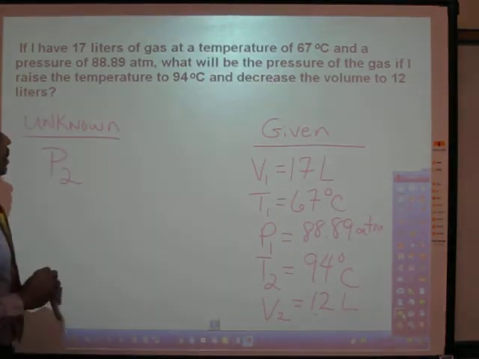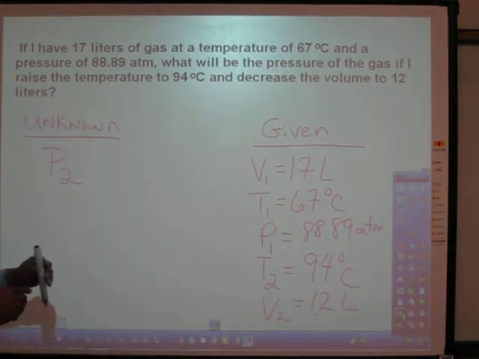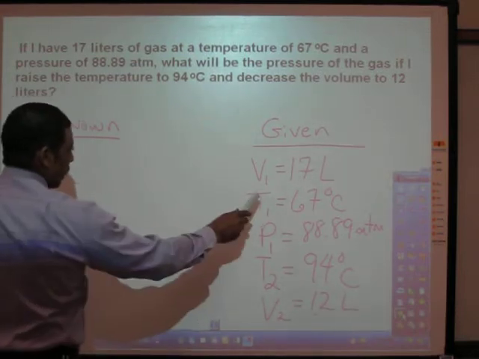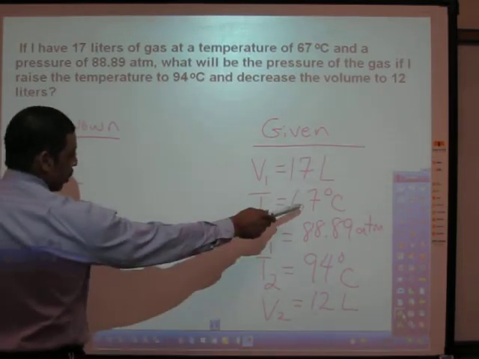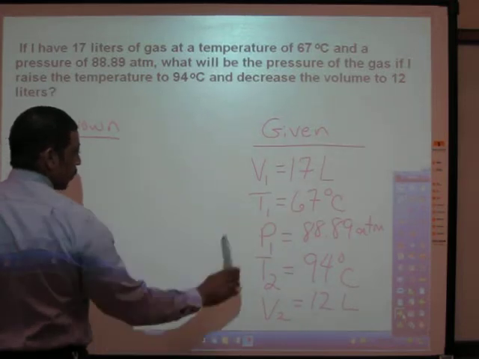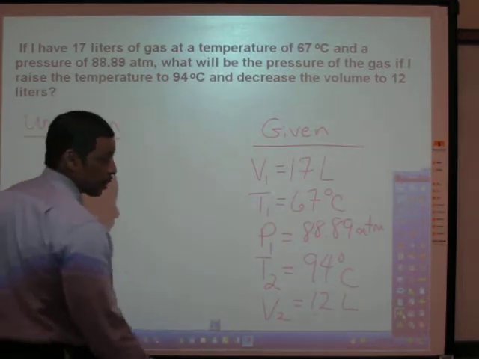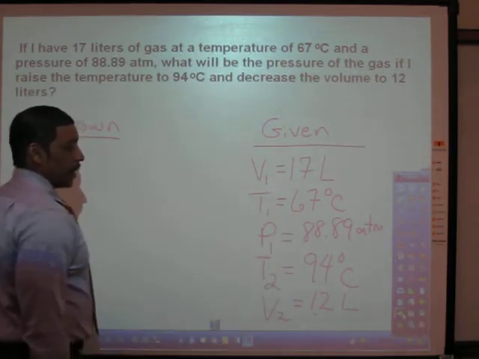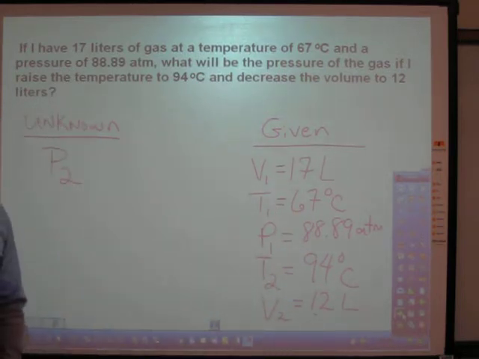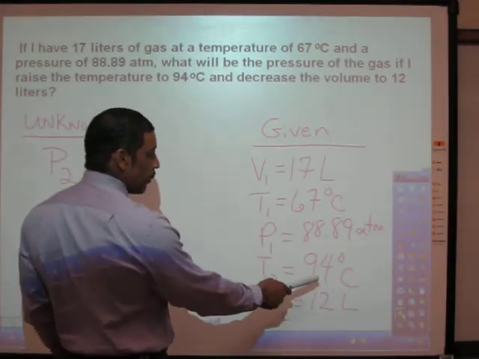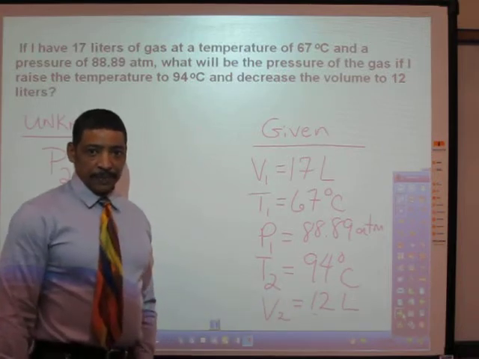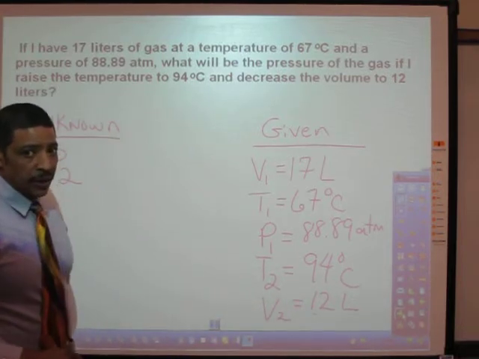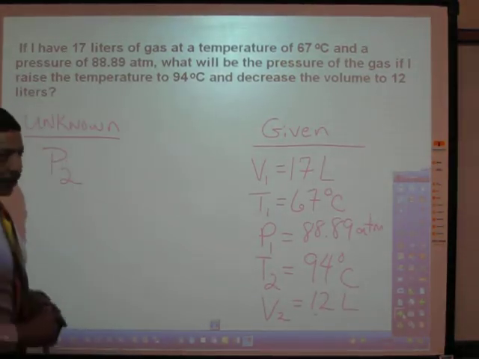Okay, so after reading the problem, we should pick out the givens and the unknowns. In the problem, we're given 17 liters of gas initially. We're given an initial temperature of 67 degrees Celsius. We're given an initial pressure of 88.89 atmospheres. Then the temperature changes to 94 degrees Celsius and the volume changes to 12 liters. Okay? So in this case, our unknown is our P2.